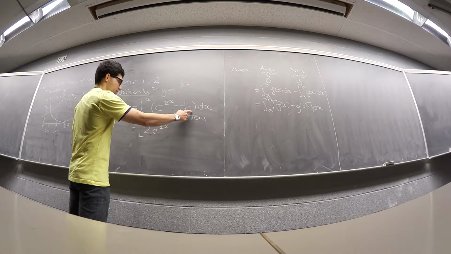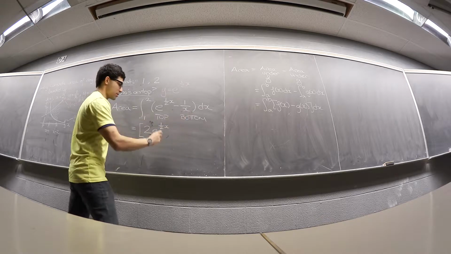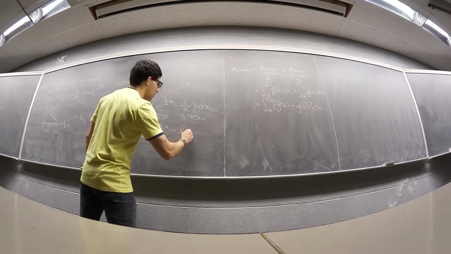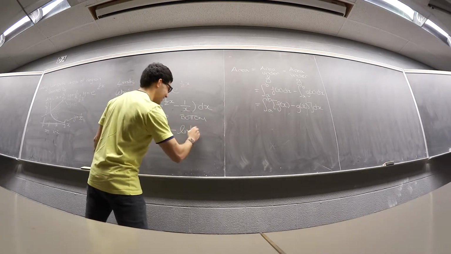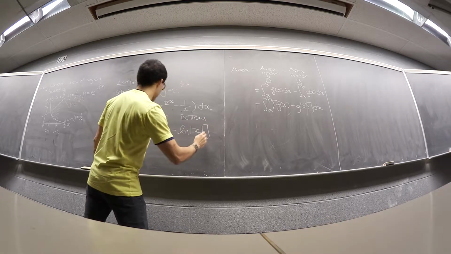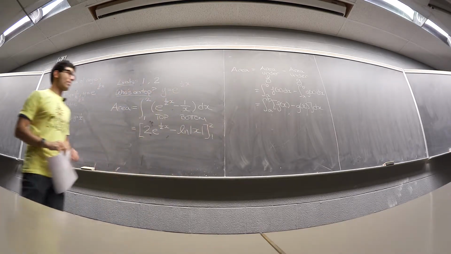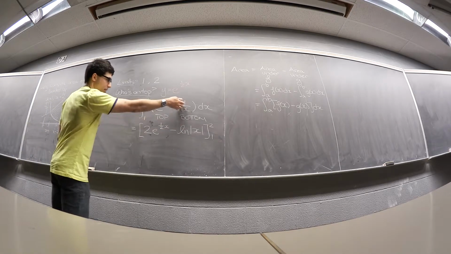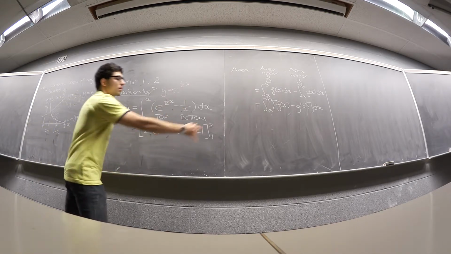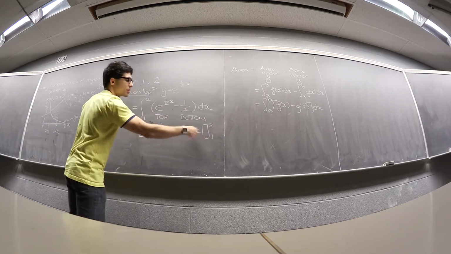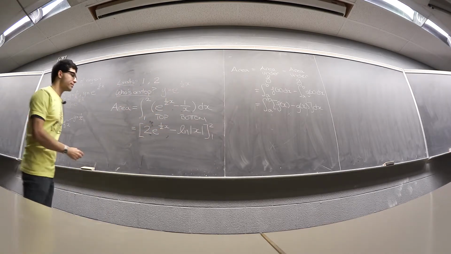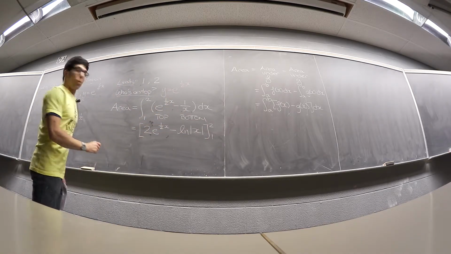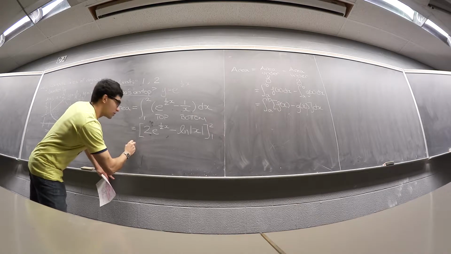What's this guy's antiderivative? Ln is good. I'll do absolute value. Thank you. Occasionally it matters. Take the derivative, you get this guy. And in fact, here this won't matter because these two guys are both positive, so if you put absolute value or not, you're going to get the same answer. And then we do this thing.